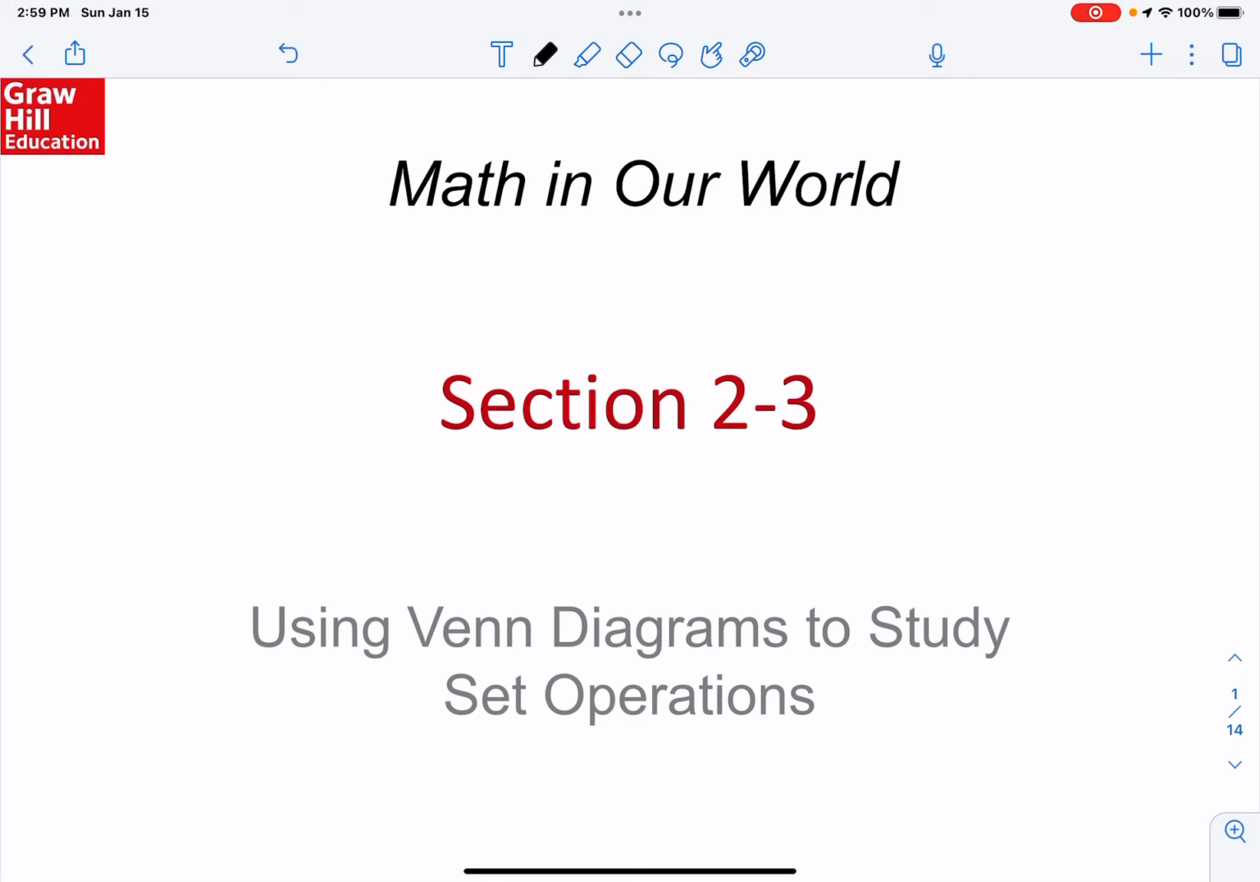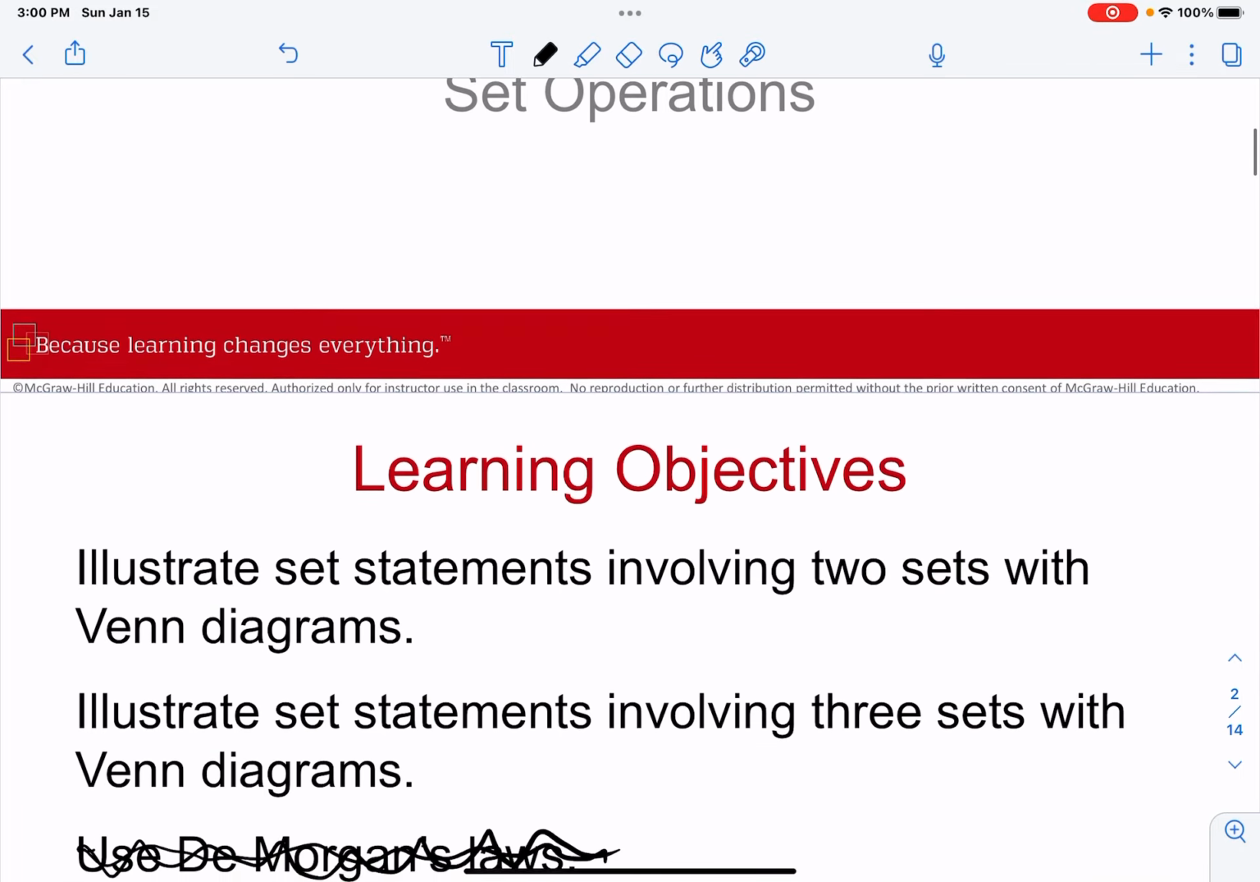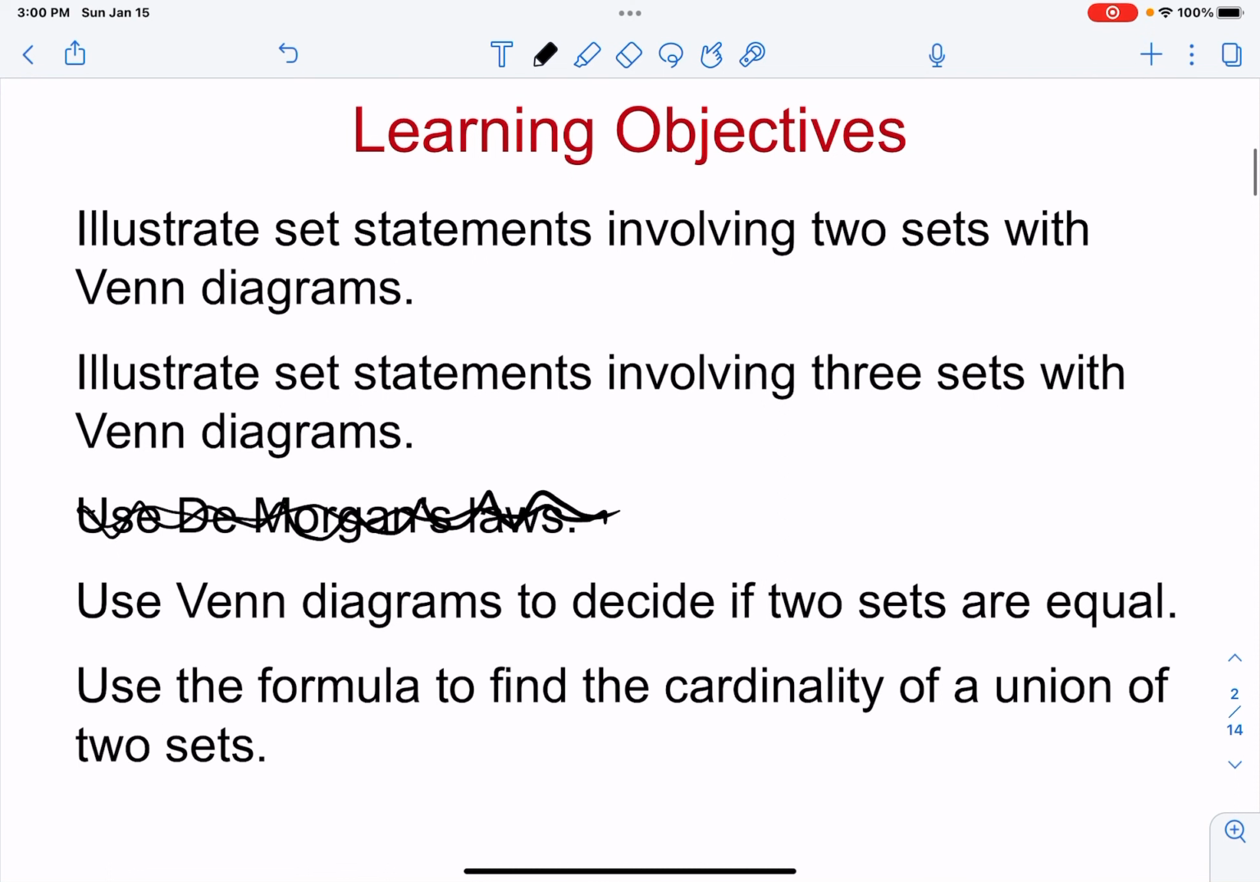Okay, so this is section 2.3, using Venn diagrams to study set operations. Our learning objectives are to illustrate a set statement involving two sets with a Venn diagram, illustrate set statements involving three sets with a Venn diagram, use Venn diagrams to decide if two sets are equal, and use the Venn diagram to find the cardinality of the union of two sets.